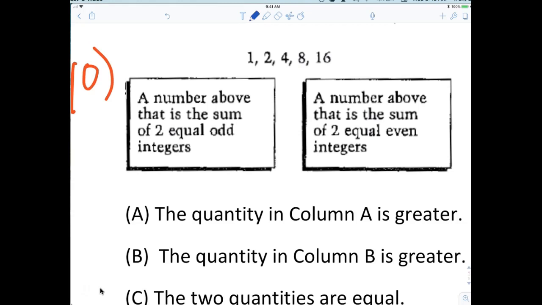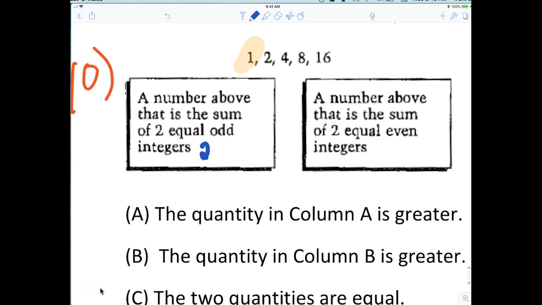No, no. A number above that, I promise you, you'll get to everything I'm saying. So one does not fit into that category because there's no number plus itself that is one, an integer. Why does two work? Because two is one plus one. So two is a solution that fits over here.